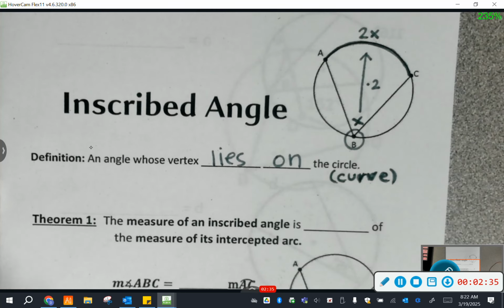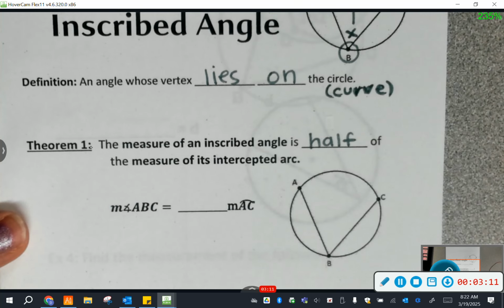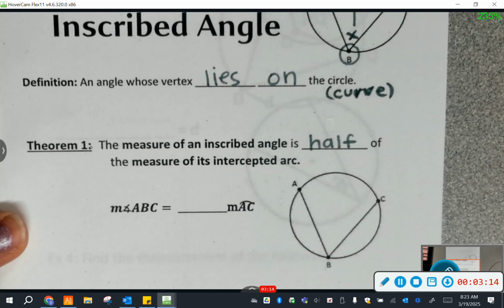Does everybody have everything that I've written down on your paper? Please do that. Now, what if I want to go backwards? What if I know the arc and I want to find the angle? I'm going to divide by 2. Dividing by 2 is the same thing as taking half. So the measure of the angle is half of the measure of the arc.